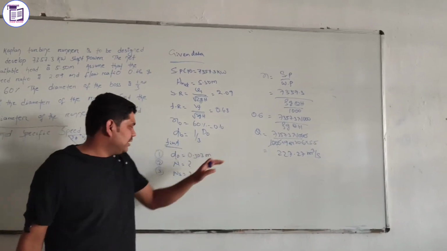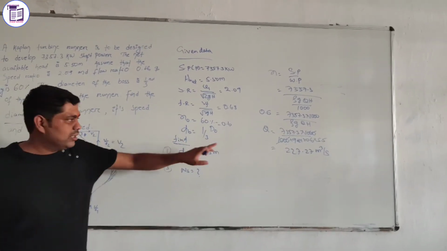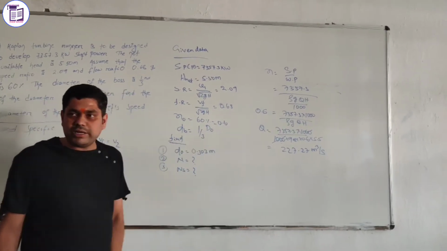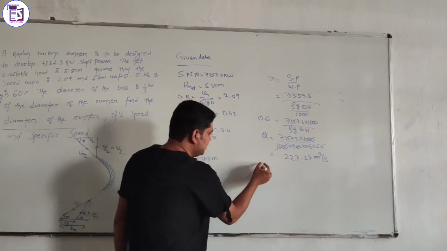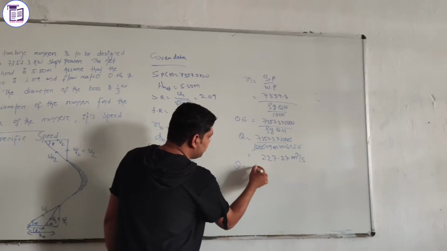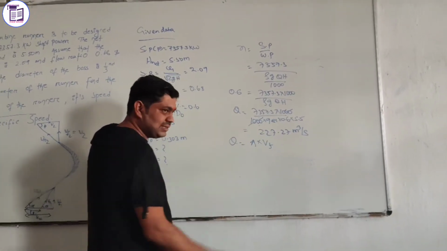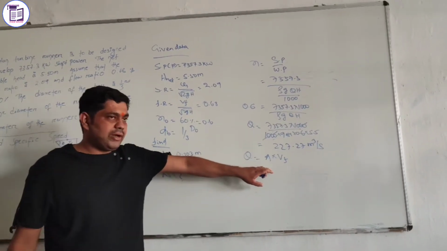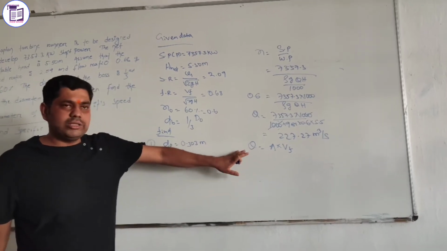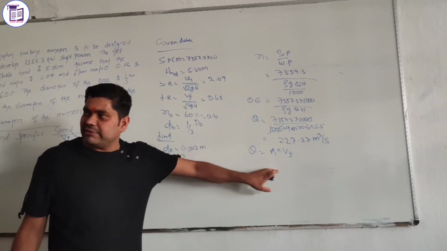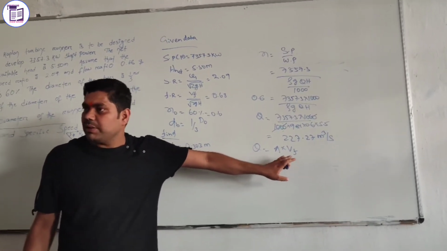You are finding the D0 value. So you need the Q value here. Now Q is what? Area into velocity, or flow velocity. Q is equal to area into flow velocity. So from this, what are the known values? You only know the Q value. You don't know the area value. You also don't know the flow velocity value.